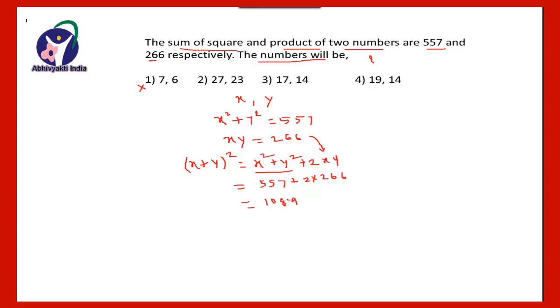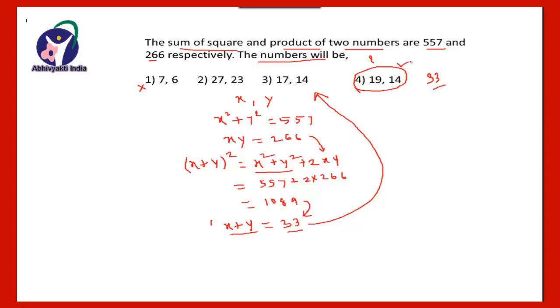So (x plus y) bracket square is equal to 1089, and taking square root of both the sides, you will get x plus y equal to 33, because square root of 1089 is 33. And since the sum of these two numbers is 33, just go to the options and see whose sum is 33. So definitely you will come to two numbers, that is 19 and 14. The sum of 19 and 14 is 33, and therefore the correct option is 4, that is 19 and 14.